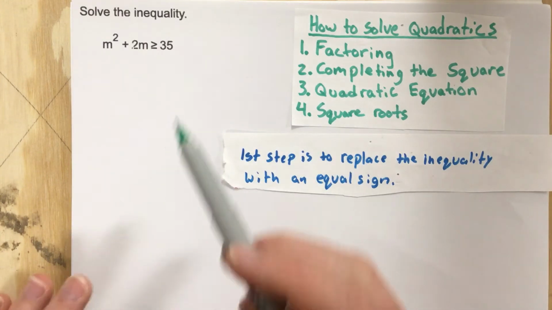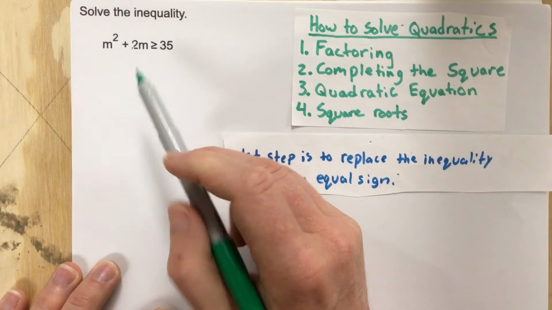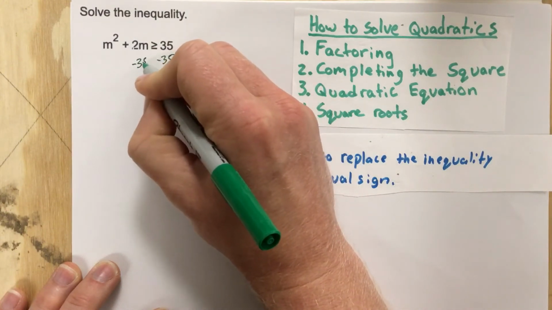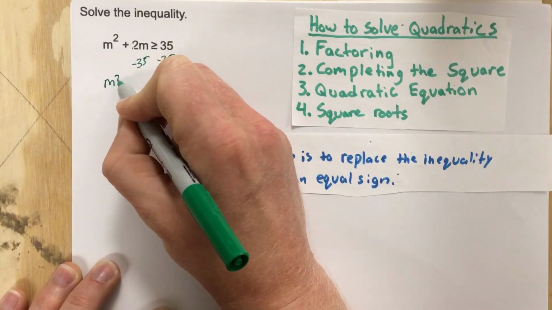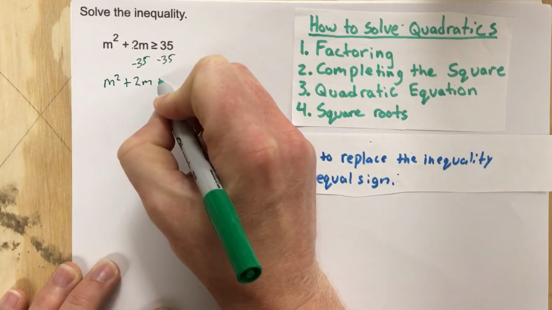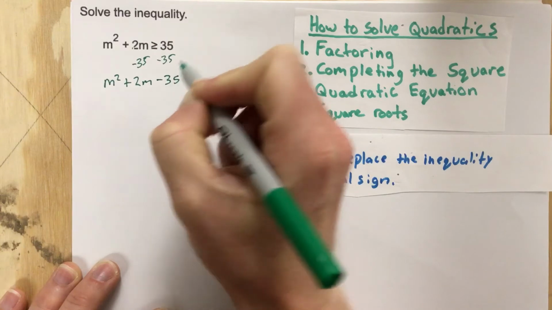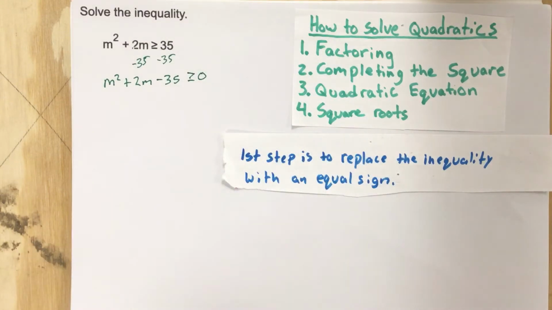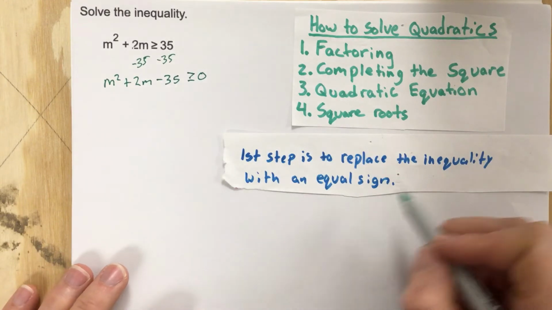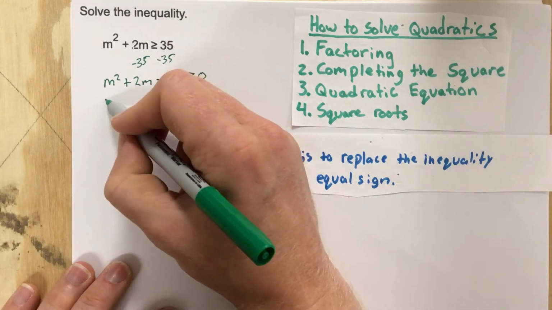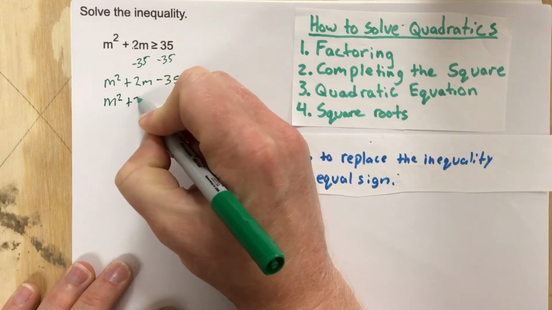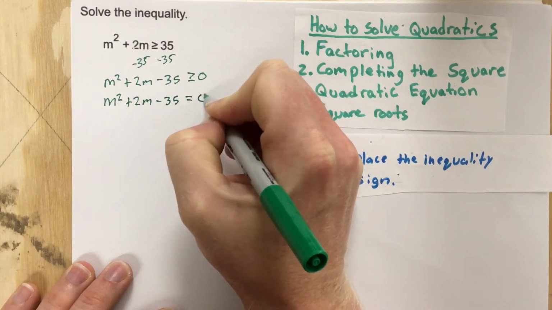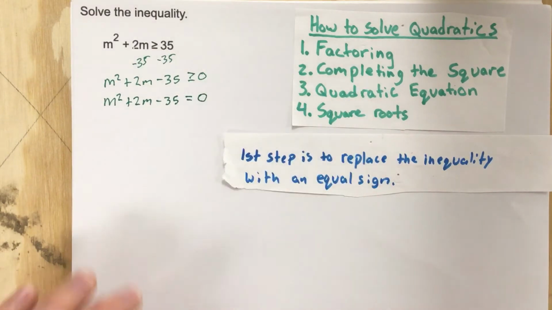So the first thing, let's get this so that it says greater than or equal to 0. We're going to subtract 35 from each side. We get m squared plus 2m minus 35 is greater than or equal to 0. And then we're going to replace the inequality sign with an equal sign. So we're going to say m squared plus 2m minus 35 equals 0. And we'll come back to this at the end of the problem.